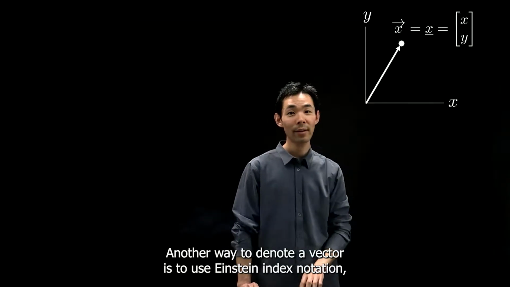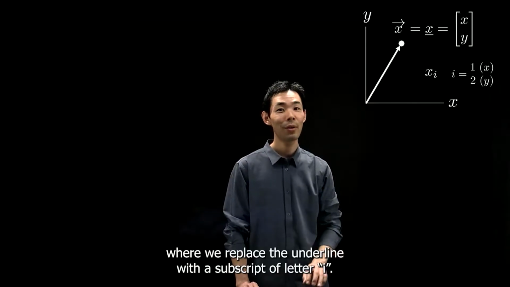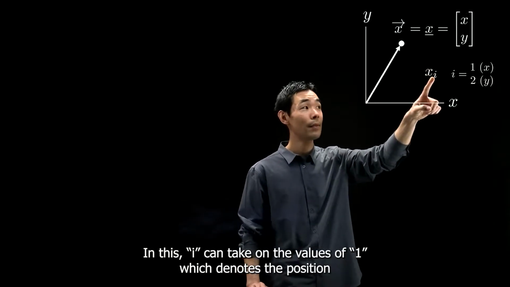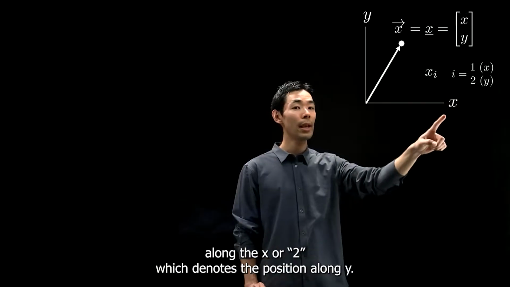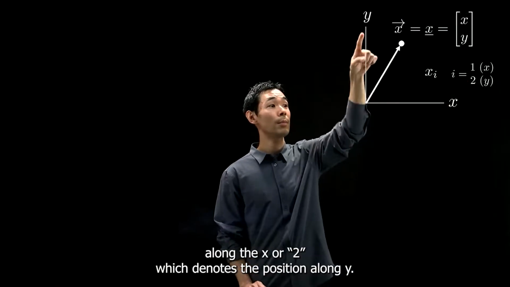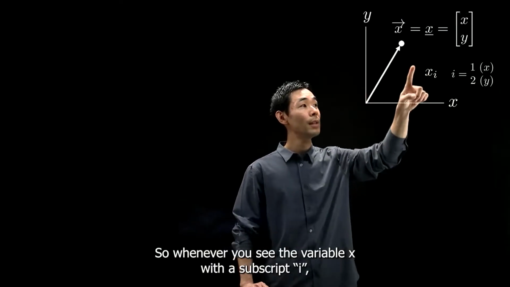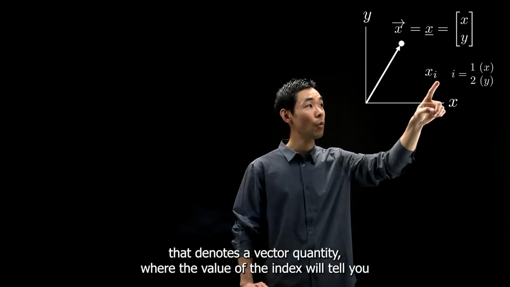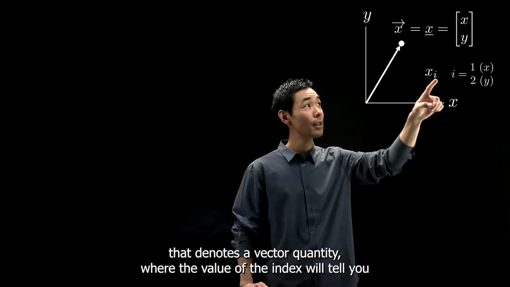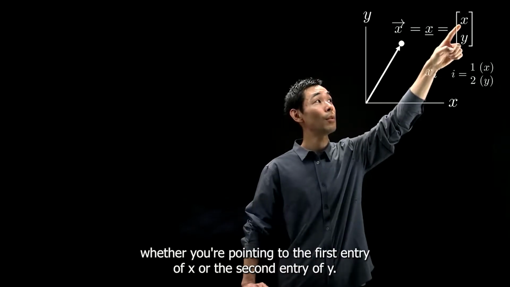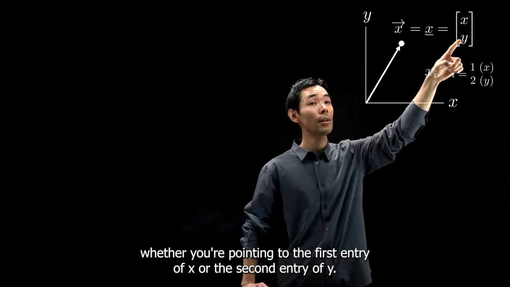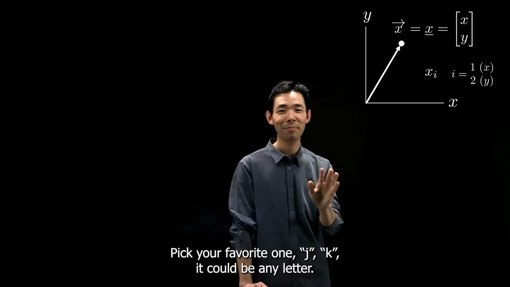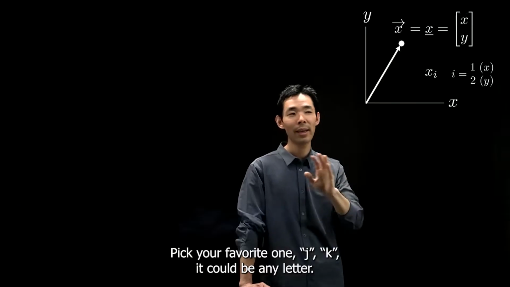Another way to denote a vector is to use Einstein index notation, where I've replaced the underline with a subscript of letter i. And this i can take on the values of 1, which denotes the position along the x, or 2, which denotes the position along y. So whenever you see the variable x with a subscript i, that denotes a vector quantity where the value of your index will tell you whether you're pointing to the first entry of x or the second entry of y. If you don't like the letter i, you can choose any letter that you want. Pick your favorite one, j, n, m, k. It could be any letter.